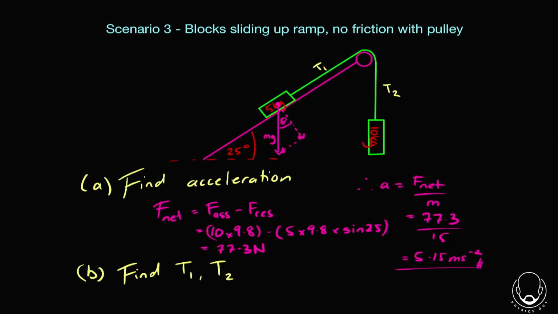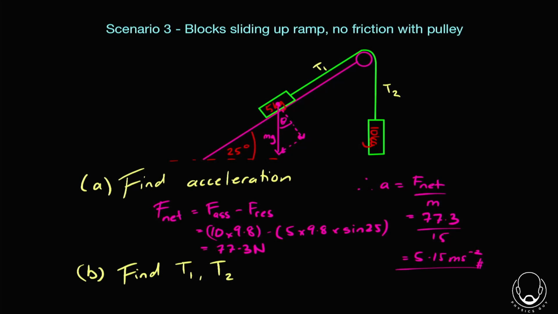And then it is find T1 and find T2. Okay, so what do you notice about T1 and T2? So much like that previous question, it's the same common string. So we only really need to solve for one of those two values of tension because they're actually going to end up being the same.